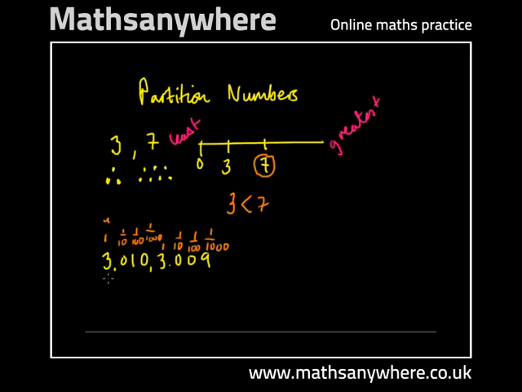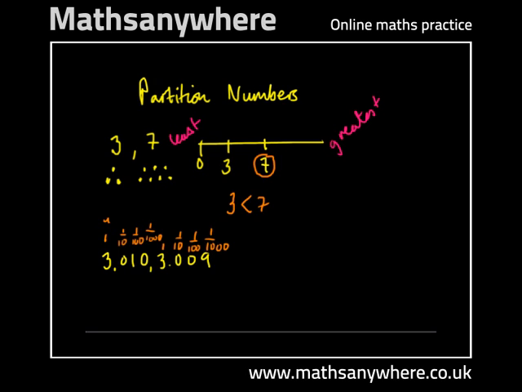That helps us to say the number in a different way. So instead of saying 3.010, we can say 3 and 10 thousandths or 3 and 1 hundredth. This number here we can say is 3 and 9 thousandths. That should be a clue as to which number is greater in this case.